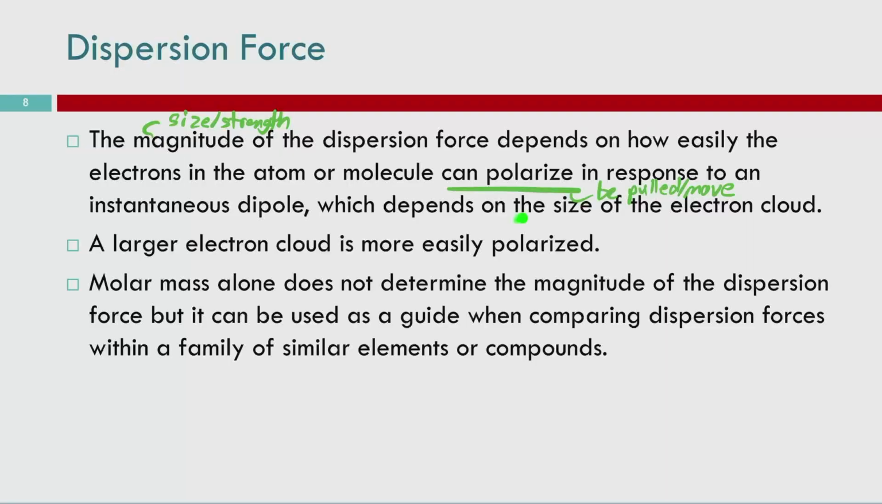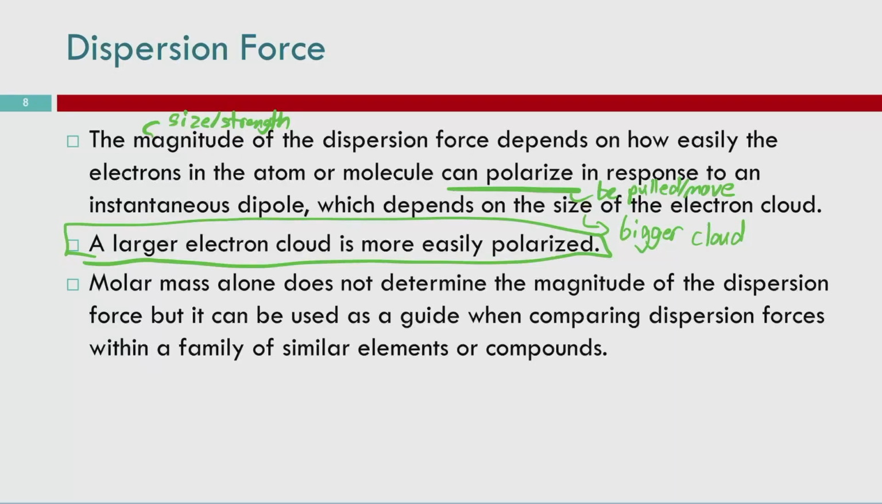And that depends on the size of the electron cloud. Because if we think of adding layers on, the more layers we add onto our electron cloud, the bigger our overall volume that our electrons can be in. And if they're further from the nucleus, our positively charged center, they're going to be easier to influence. They're less strongly tied to and less strongly influenced by the nucleus. So our takeaway: a larger electron cloud is more easily polarized.